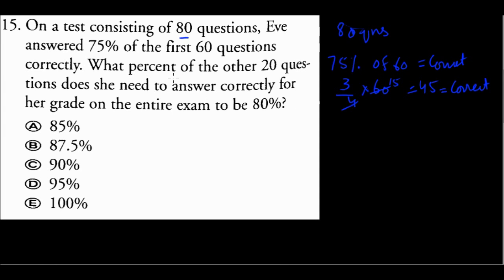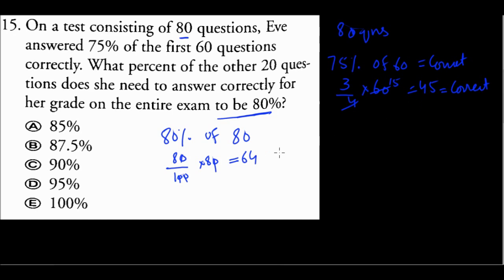Right? What percent of the other 20 questions does she need to answer correctly for her grade on the entire exam to be 80%? So she wants the grade on the entire exam to be 80%. So what's 80% of 80 questions? 80% is 80 over 100 times 80. This 0 cancels this 0, this 0 cancels this 0. 8 times 8 is 64. So to get 80% on the exam, she needs 64 correct.